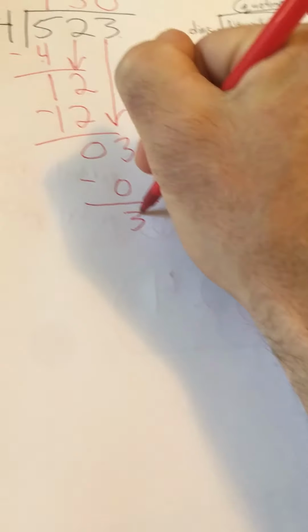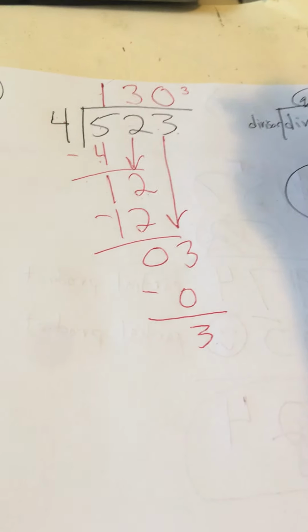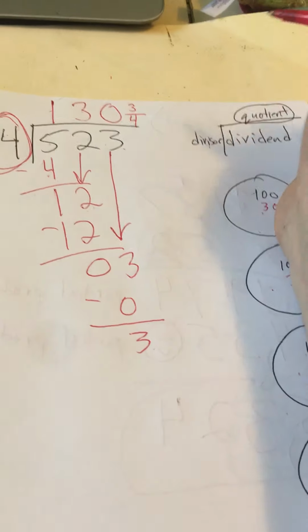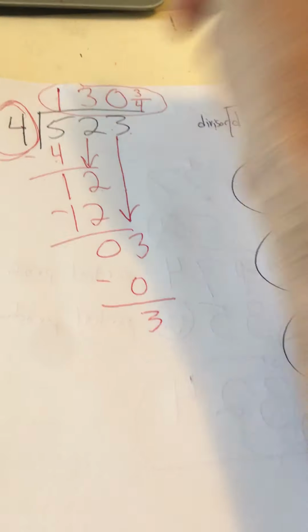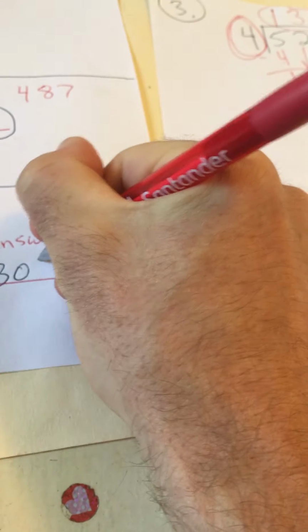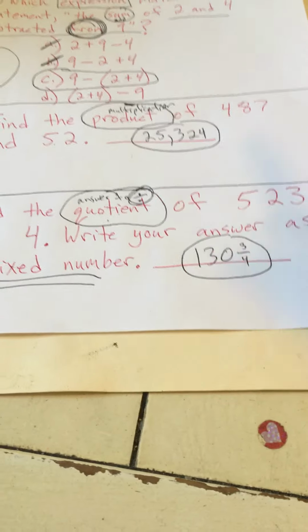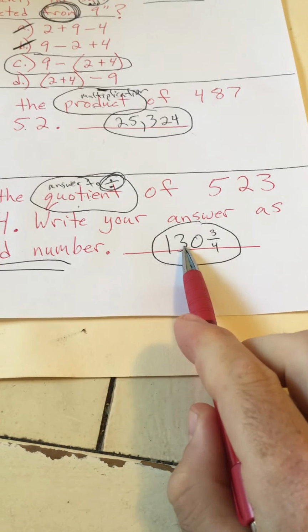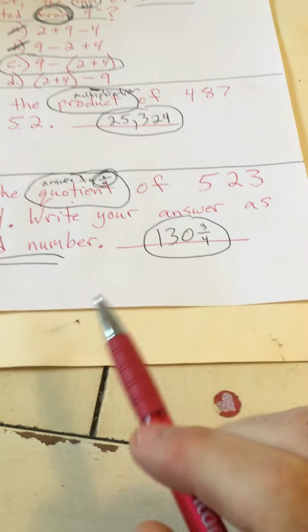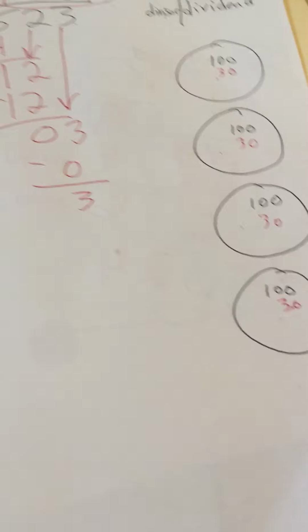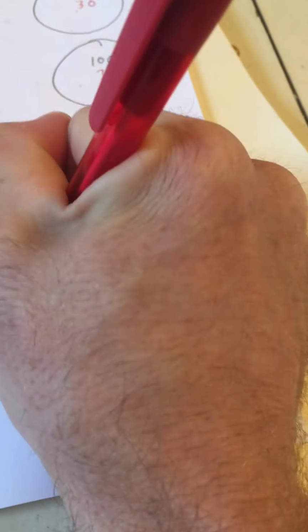So what we're going to do is the remainder becomes the numerator of our fraction, and the divisor, the number we divided by, becomes the denominator. And the answer is 130 and 3/4. If we had 523 of something and we broke it into 4 equal groups, each of those groups would have 130 and 3/4 in them. Okay? We could take those remaining 3 that were left over, right?